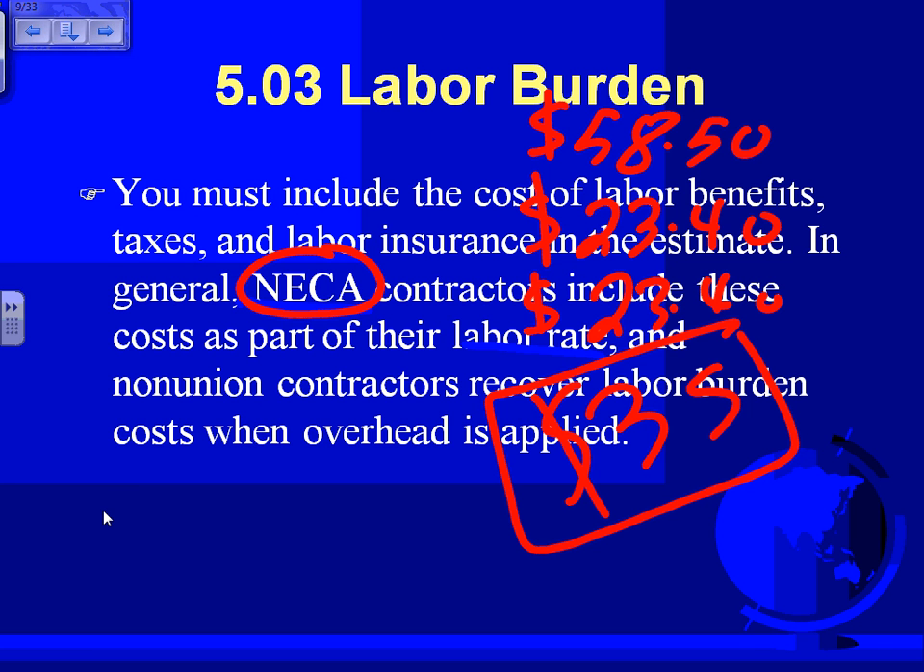52.65 is apprentice 4 or 5? 5. Apprentice 5 is a journeyman without a license. Anyway, so that's where you guys have to decide your crews, and there's labor agreement and so forth. But that's for the NECA.